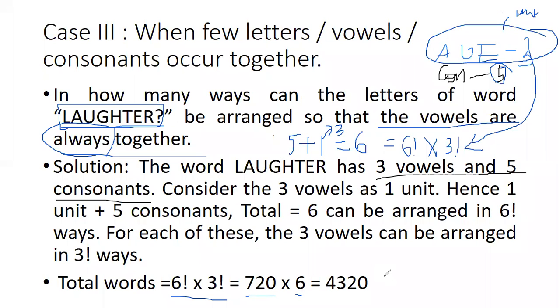So the total number of ways the letters of the word can be arranged where the vowels are together are 4320 ways. So the word laughter can be arranged in 4320 ways wherein these 3 letters will always be together.